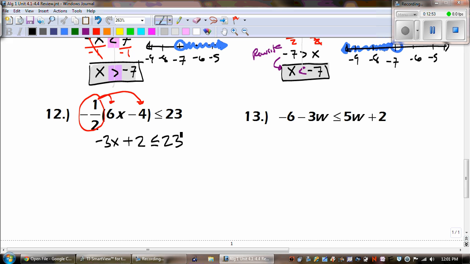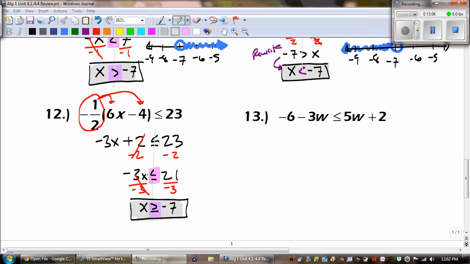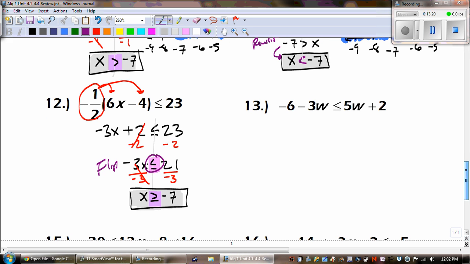Okay, let's see if you can solve this on your own. Pause the video, and good luck. Okay, and when you're all done, you should get x is greater than or equal to -7. And remember that when we divide by negative, we have to flip the sign. And now let's go ahead and graph that.